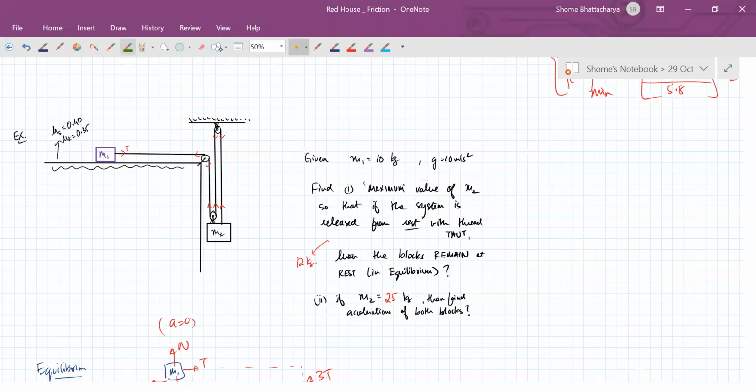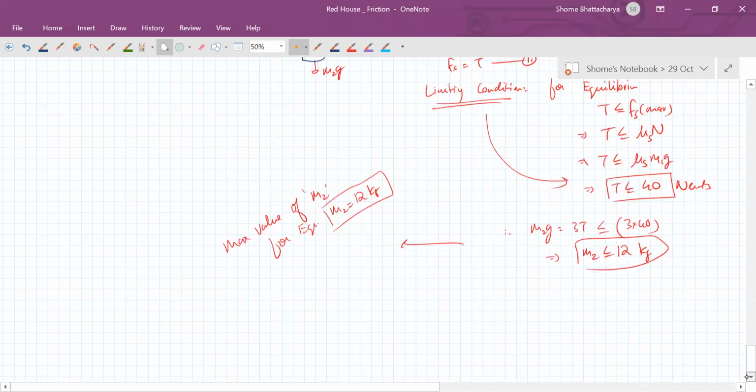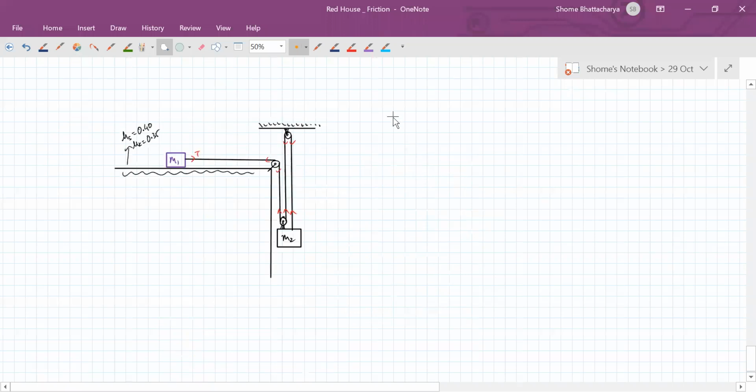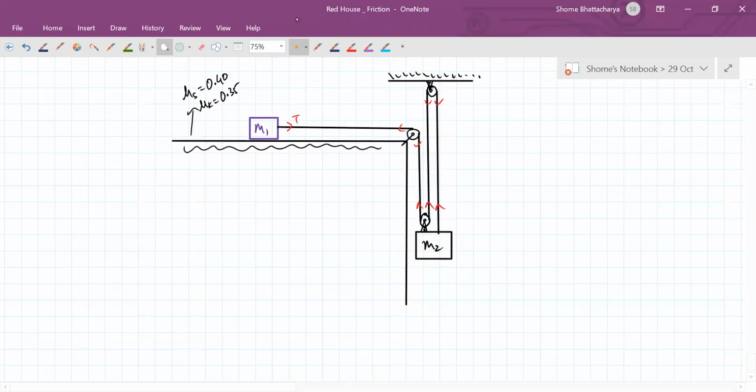So that's where your constraint relation will become important. Remember the virtual power method, that is the easiest for constraint relation. So 3T acting on this one and T acting on this one. So the ratio of the accelerations for M1 and M2 will be 3 is to 1, because the tensions are 1 is to 3.